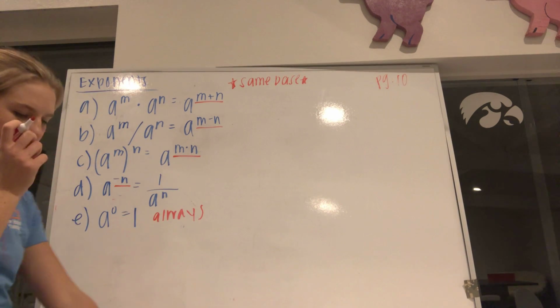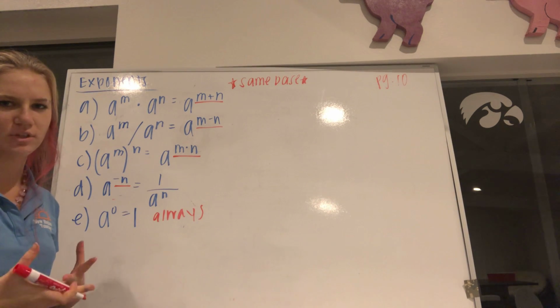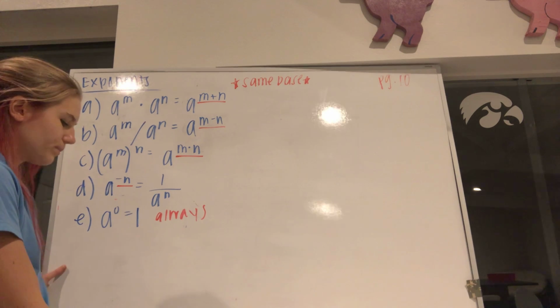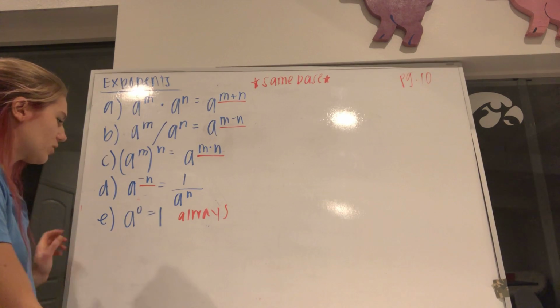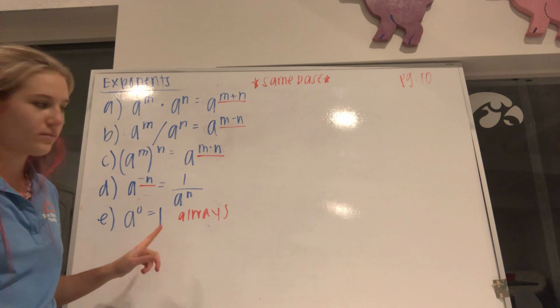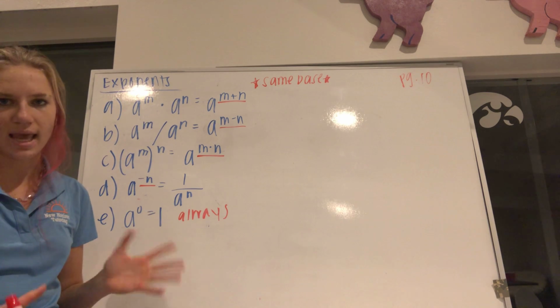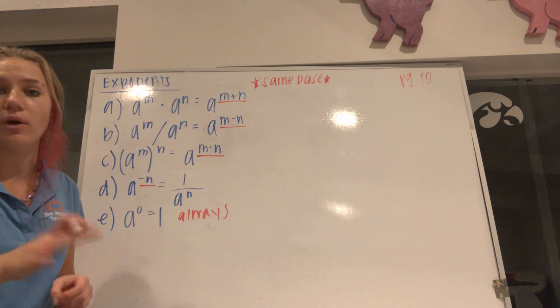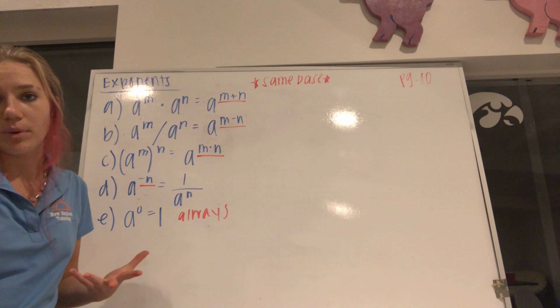Okay, so this next rule is pretty straightforward. I don't have to do too much explaining with it. Rule E tells us that a to the power of 0 is equal to 1. Always. Doesn't matter what a is. Whenever something is taken to the power of 0, it's automatically going to be 1.